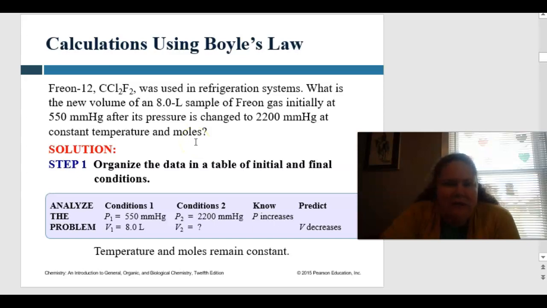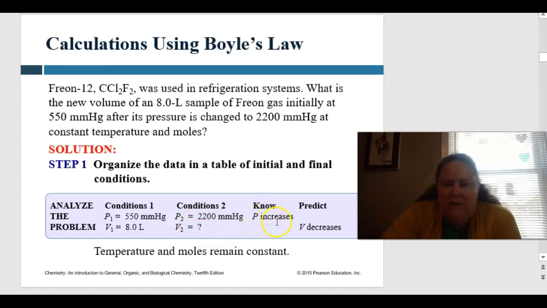Mouthful. All right, so let's organize. So what are we going to do? We are going to analyze the problem. Condition 1 is that P1 is 550 millimeters of mercury, V1 is 8.0 liters. Condition 2, we're changing the pressure to 2,200 millimeters of mercury, and we have to solve for V2.